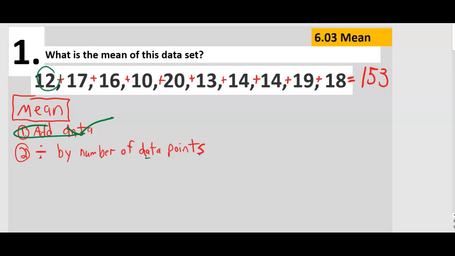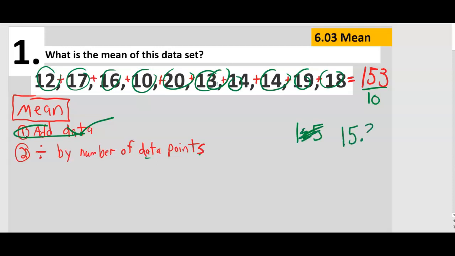I'm going to count them up. 1, 2, 3, 4, 5, 6, 7, oops, 6, 7, 8, 9, 10 data points. Divide by 10. And I just happen to know that's going to be 1.5. I'm just kidding. It's going to be 15.3. Next.